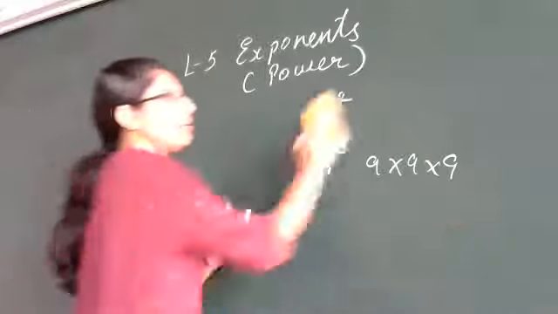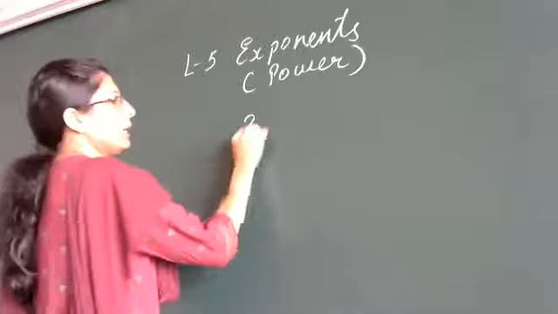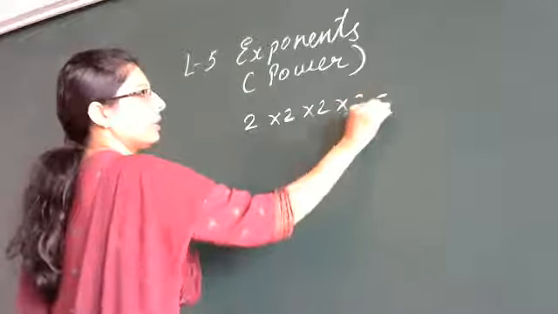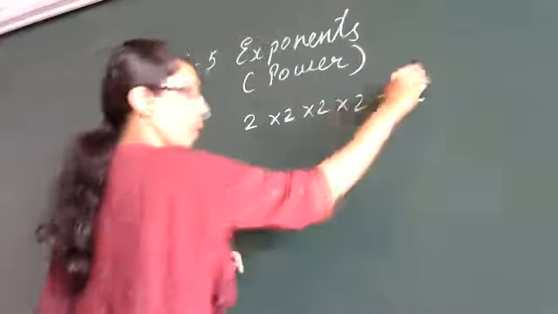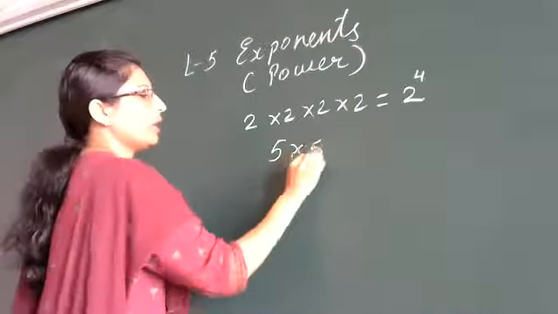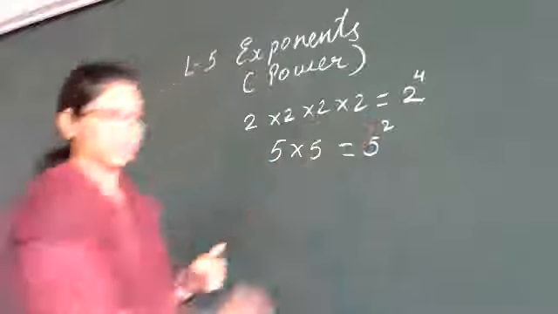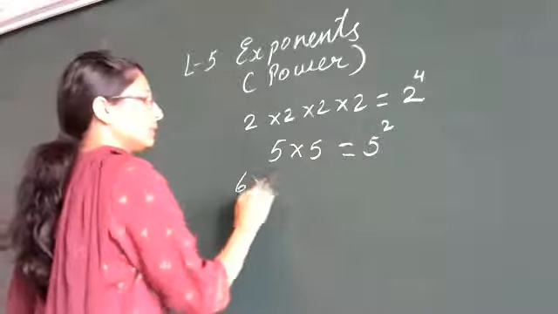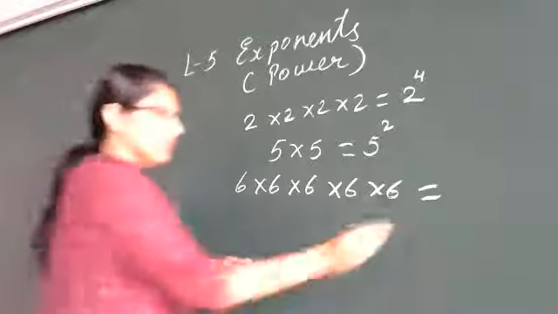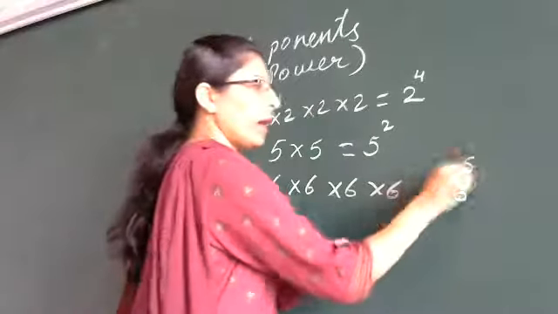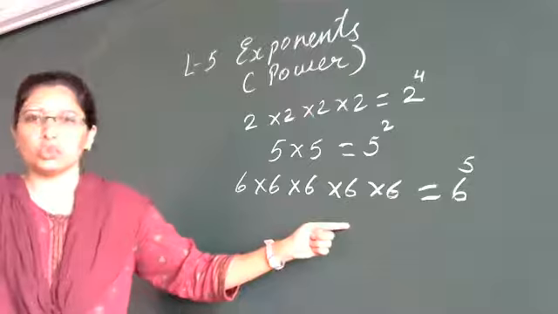Yes? Okay. Now, you have learned fractional numbers. So here, if we multiply the same number many times, how many times is it? What will come raised? Power 4. If I take 5 into 5, what will be the power? 5 square. Yes. If I take 6 raised to 5, that is 6 to the power of 5, or 6 raised to 5.